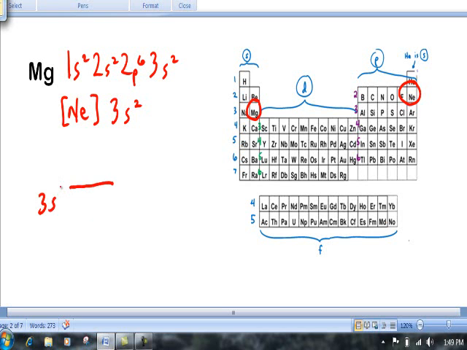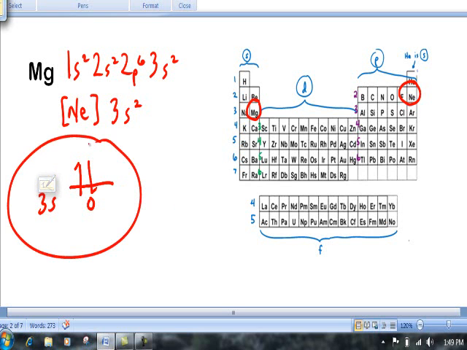And for the s, the only possible m sub l value is 0. This is 3s2, so we end up with one electron going in arrowhead up. The one paired with it goes arrowhead down, and this would be our orbital diagram for the element magnesium.